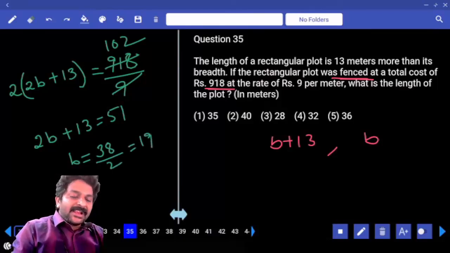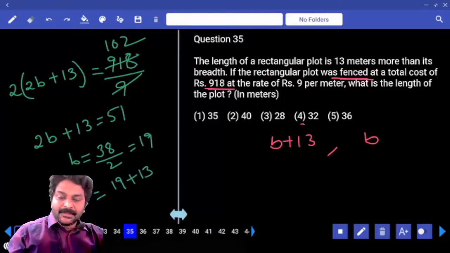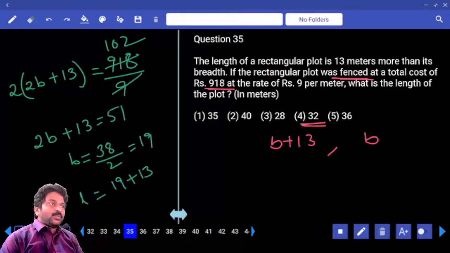And we were asked to calculate the length. Length means breadth plus 13. Answer: 32.